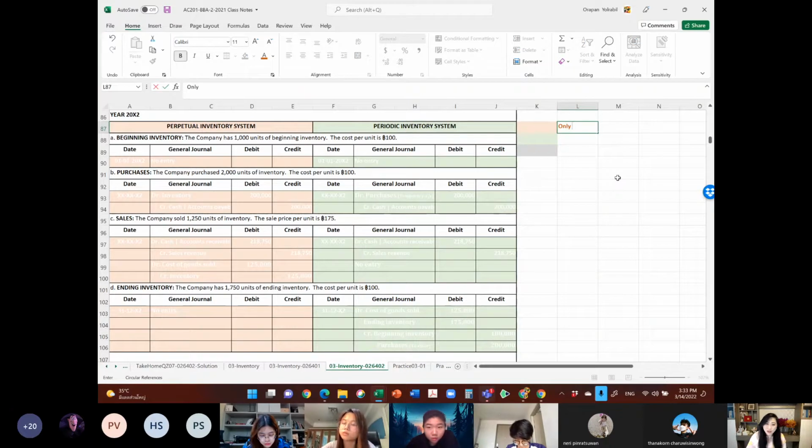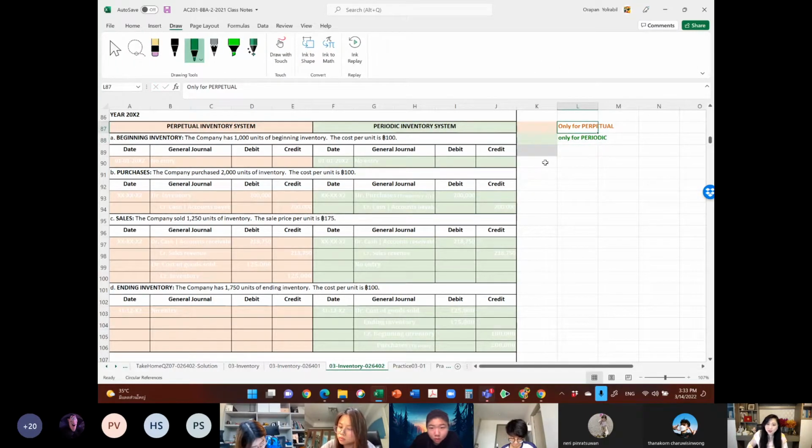Okay, so if I use orange, okay, so this is only for perpetual, okay. I use green, so it's only for periodic, okay. So if I use black, it will be the same for both systems. Okay, so I will be using 3 different colors. If I am writing using the orange pencil, it means that this is unique only for the perpetual system. And if I use green, then it's unique only for the periodic. But if I use black, then it's going to be just the same across.